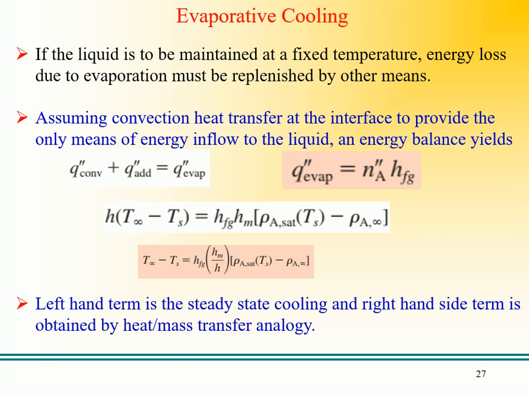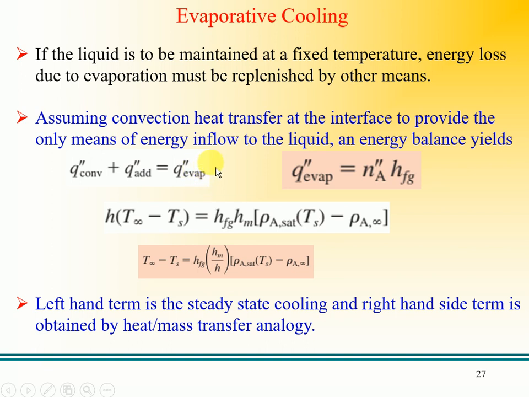So if the liquid is to be maintained at a fixed temperature, the energy loss due to evaporation must be replenished by other means, because whenever there is a phase change the temperature is constant. If only evaporation takes place, the temperature will be constant, and this energy is replenished by some other means, from the atmosphere or any other source. Assuming convection heat transfer at the interface provides the only means of energy inflow to the liquid, Q convected plus Q added is equal to Q evaporated.